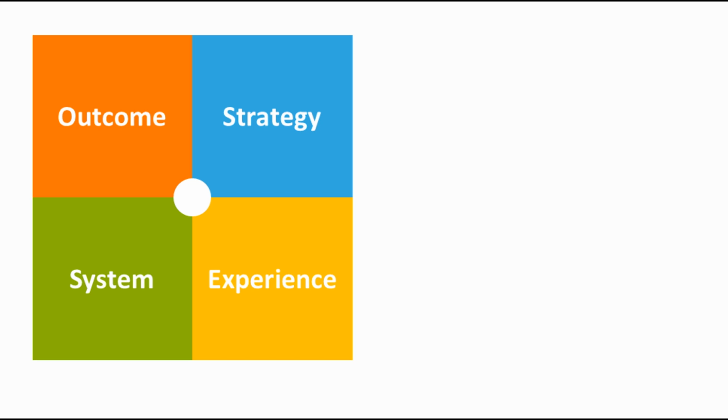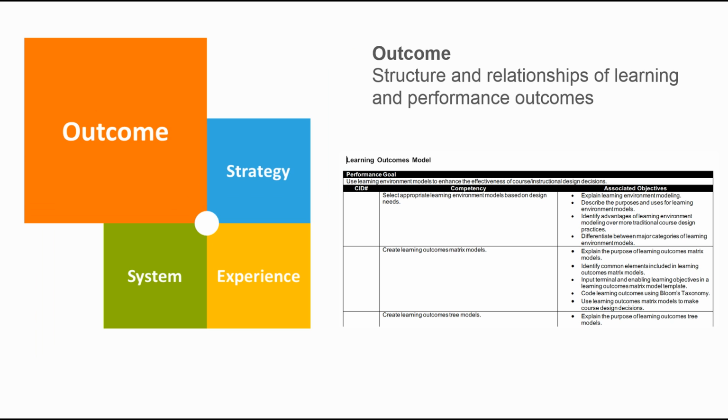These deal with the outcomes, strategies, systems, and experiences of how learning environments are created. So let's first look at the outcome category of LEMs. Outcomes deals with the structure and the relationships of learning and performance outcomes. So in this example, you can see a table that shows the competencies and associated learning objectives for a given performance goal. This could be used to develop a training or a workshop or a course. It's a way of structuring the outcomes that we are expecting from a learning environment.